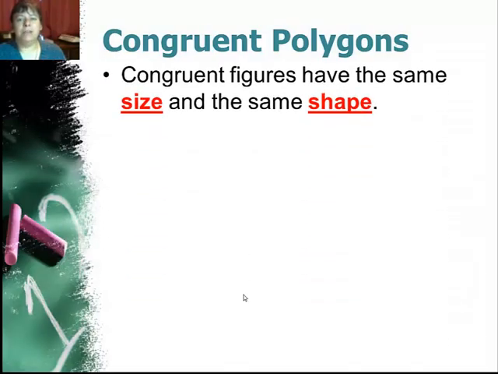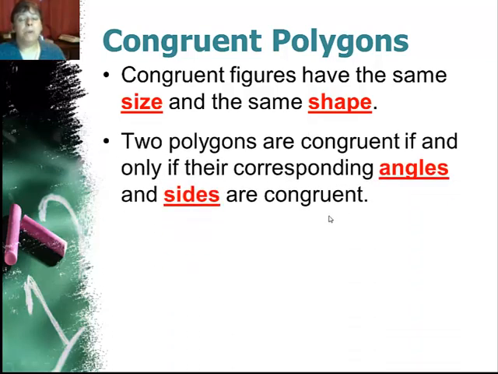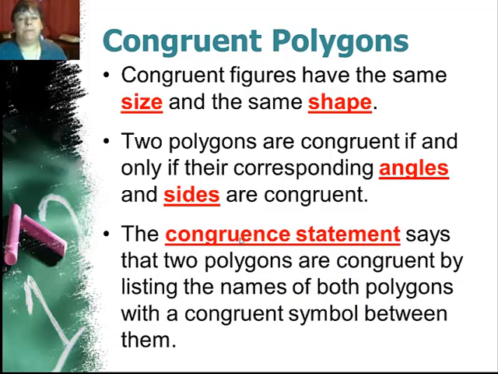Congruent polygons are basically figures that have the same shape and the same size. So same size and the same shape, not just the same shape. Two polygons are congruent if and only if their corresponding angles and sides are congruent. So if I say this triangle is congruent to that triangle, that means everything has to be congruent. Each angle that goes with the other has to be congruent. The sides have to match. Everything has to match perfectly.